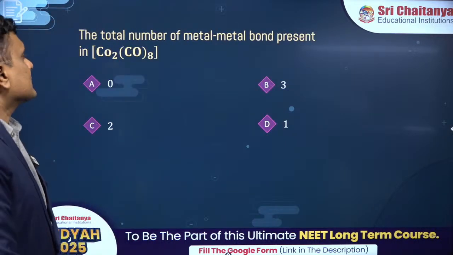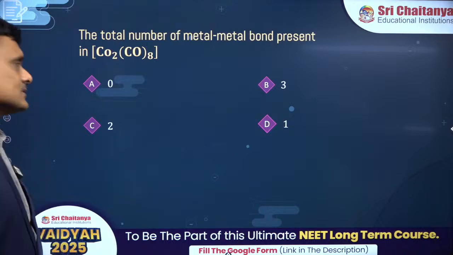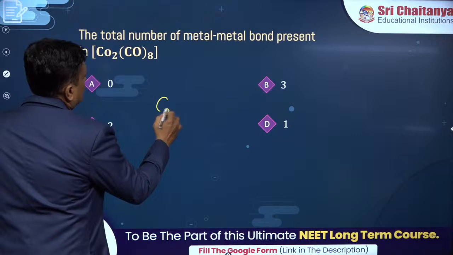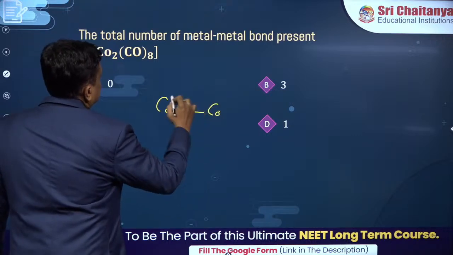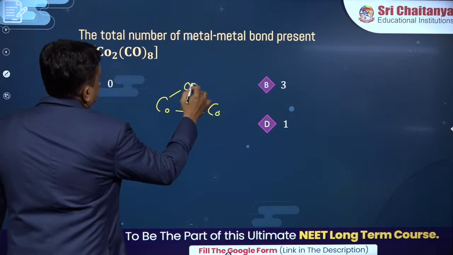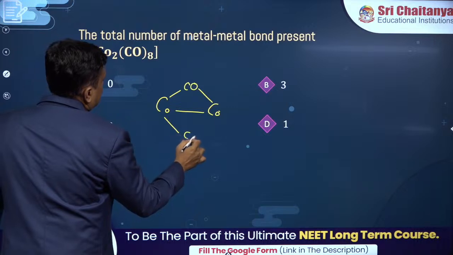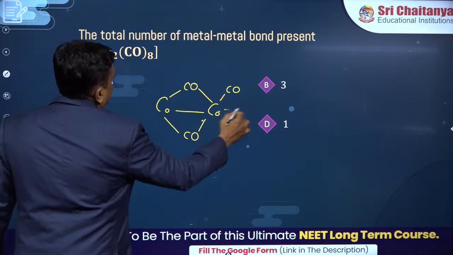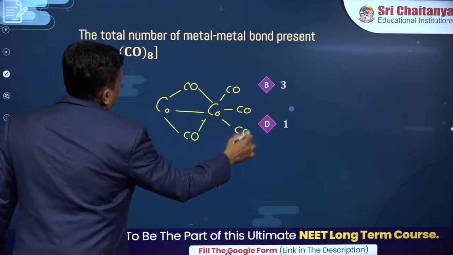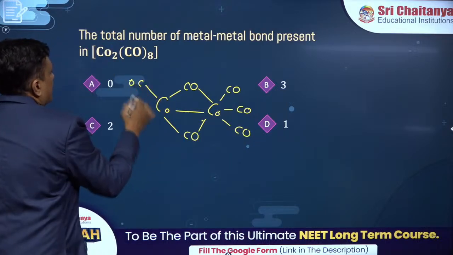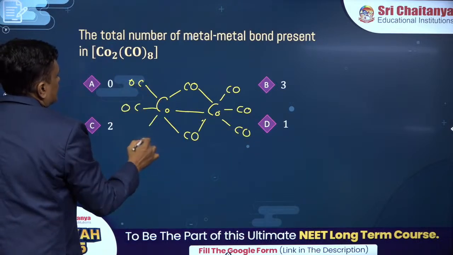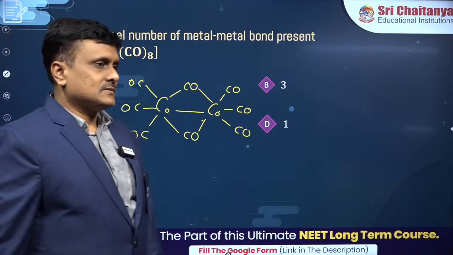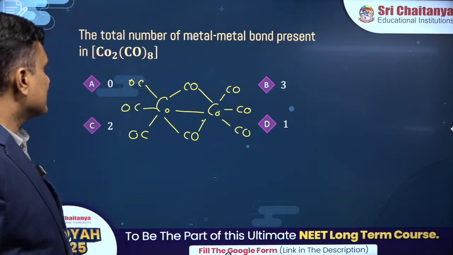The total number of metal-metal bonds present. Can anyone guess? Very important, isn't it? Frequently seen compound. Don't get confused between carbon monoxide and cobalt. You know, two carbon monoxide units are shared between the two cobalt units. So this is the actual structure. Prabhakaran, you are back and you can see there is one.